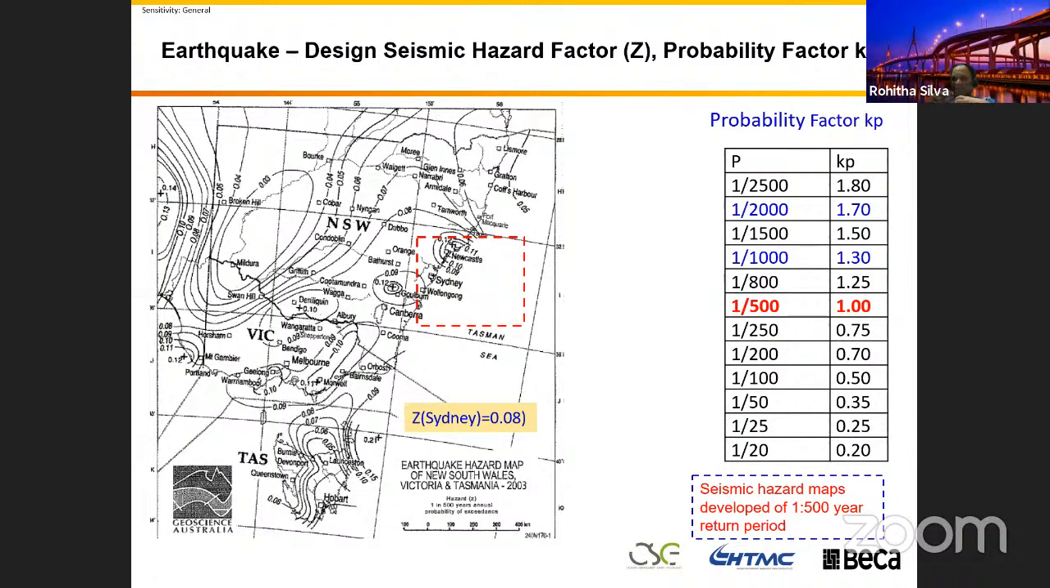the importance factor, or what we call the probability factor. The maps were developed based on a 1 in 500 year return interval. So if your return period is higher, if the recurrence interval is higher, you need to magnify this one. These are all probabilistic approaches.